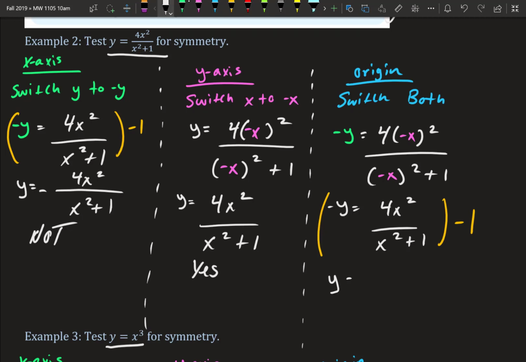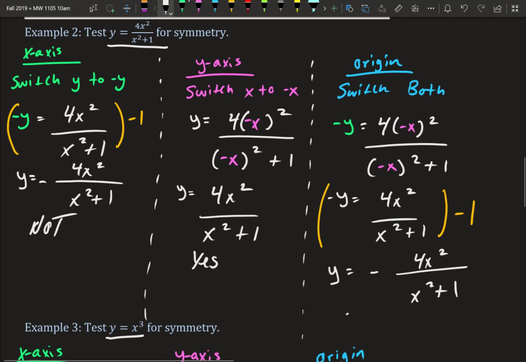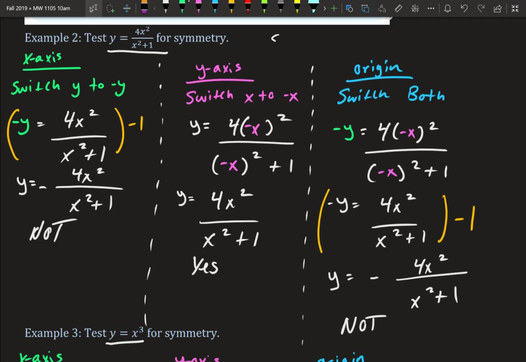So we'll have y equals negative 4x squared over x squared plus 1. Remember, the negative can go anywhere, either top, middle, or bottom. It only goes to one spot of the fraction, and you decide where it should go. So it did not work out. The only thing it's symmetric to is the y-axis, so I'll put that up here.